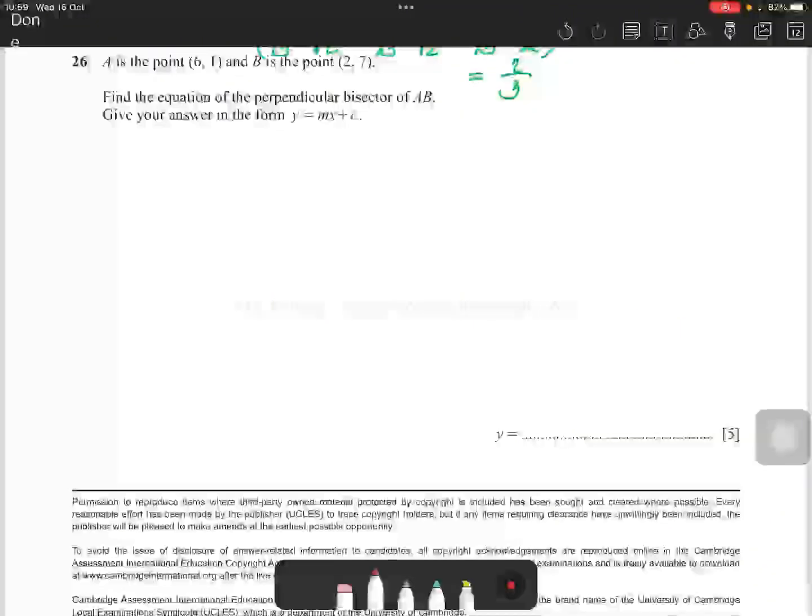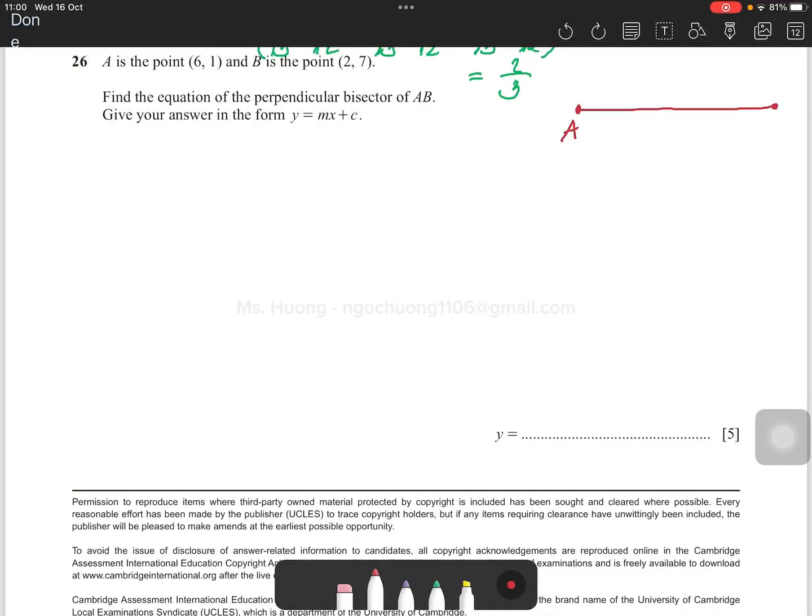Question 26. A is (6, 1) and B is (2, 7). Find the equation of the perpendicular bisector of AB. Suppose that we have the 2 points A and B. Then the perpendicular bisector is the line that is perpendicular to AB and it passes through the midpoint of AB. So remember, there are two things. First, it is perpendicular to AB. Second, it passes through the midpoint of AB.